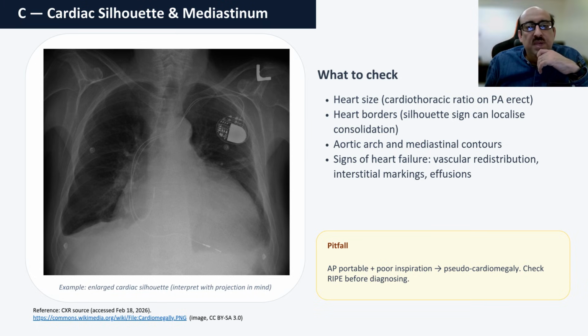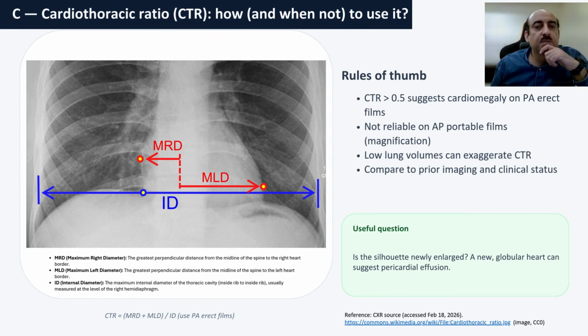An AP film is not a good way to assess cardiomegaly. This is a clear tip that we have discussed before. In C, we also have to understand the cardiothoracic ratio: how to use it and when not to use it. We've already covered that. Ideally, you should be using the cardiothoracic ratio on a PA view rather than AP. We have discussed the limitations of AP. In terms of the rule of thumb, a cardiothoracic ratio of more than 0.5 on a PA view suggests cardiomegaly. It's not reliable on an AP film. We have discussed the magnification.